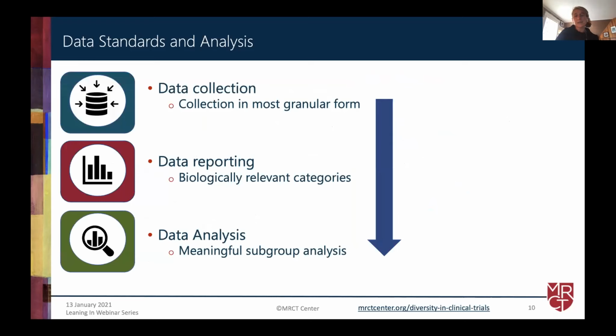Today, and in the guidance, we recognize 3 separate elements of data standards and analysis. At the ground level is the data being collected at the most granular level. In data reporting, variables are grouped into biologically relevant categories that are frequently defined by regulatory agencies, funders, and other oversight bodies. And together, collection and reporting, or the data standards, inform data analysis. And grouping data into categories is done to achieve a more meaningful subgroup analysis.